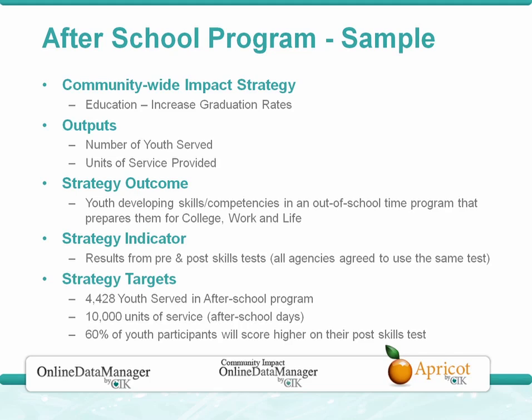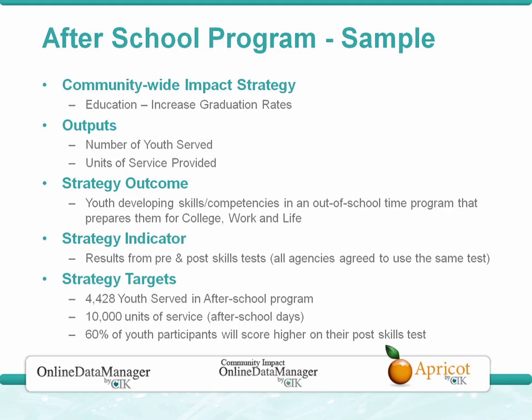Our indicator was increasing graduation rates. Our outputs for this strategy were the number of youth served and the units of service provided. Our strategy outcome for all of the agencies that we funded that did after-school programming was youth developing skills and competencies in an out-of-school time program that prepares them for college, work, or life. So that was our outcome.